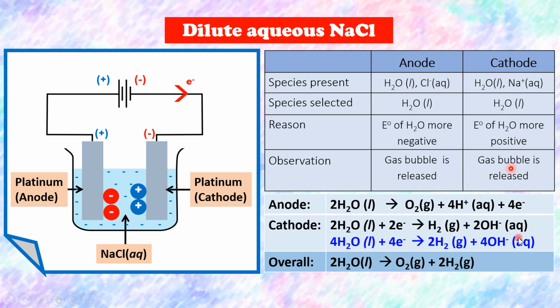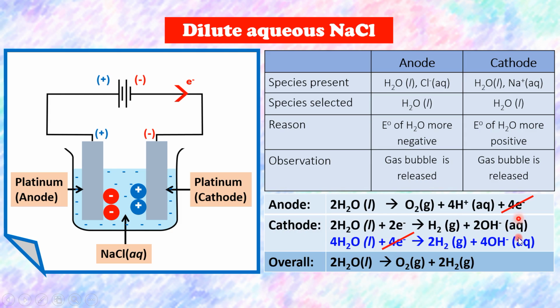We can see bubbles of gas released at the anode and at the cathode. This is the half equation at the anode and at the cathode. At the anode, water undergoes oxidation and releases oxygen gas, 4H plus ion and 4 electrons. At the cathode, water undergoes reduction by gaining 2 electrons and releases hydrogen gas and 2 OH minus ion. Since the number of electrons at both sides of the equation is unequal, therefore the half equation at the cathode we have to times by 2.